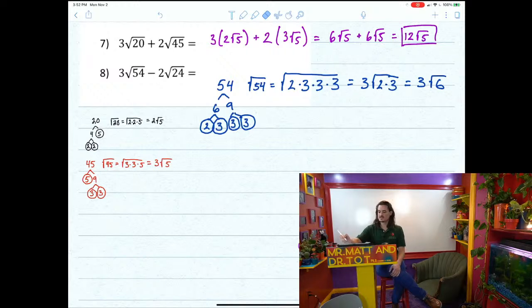And so we're going to end up with 3 times 3 root 6 is 9 root 6. 2 times 2 root 6 is 4 root 6. Once we have common radicands, we keep the radicand, add or subtract the coefficients. And so we're going to end up with 5 root 6.